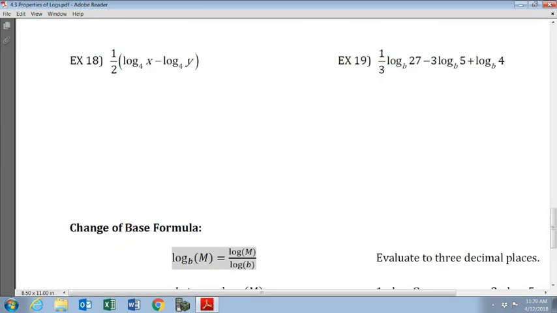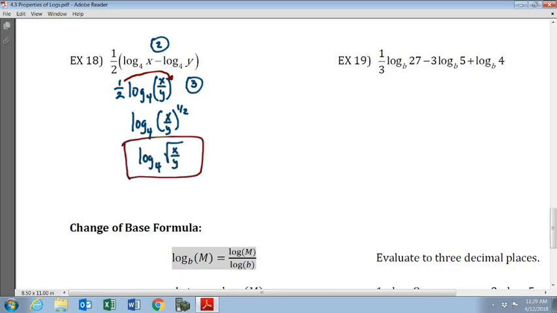Now on number 18, there's a couple of ways you could do this. You could distribute the 1/2 first, but I think you'll find it's a little bit easier to work inside the parentheses first. And so let's go ahead and use the quotient rule, and we can combine those two logs together into one. Again, the difference of logs can be written as the log of a quotient. Don't forget the 1/2 out front. Now we can use the power rule to move that to be an exponent. So let's go ahead and do that. And of course, anything to the 1/2 power, that's a square root.